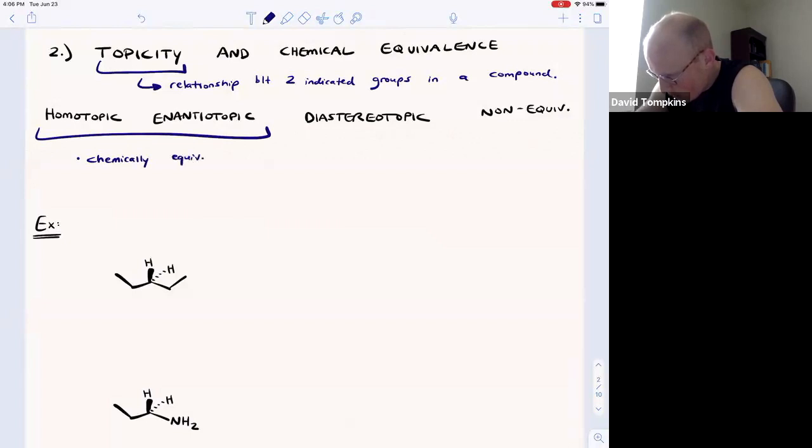And that means they have the same chemical shift on a proton NMR because they are in the same electronic environment.